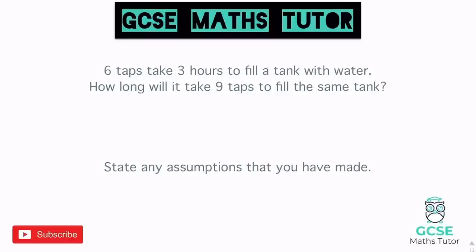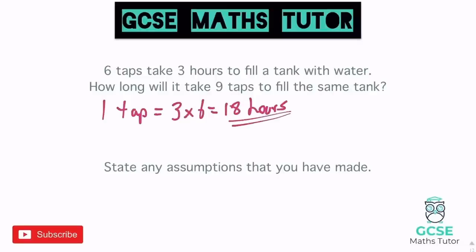So if 6 taps take 3 hours, it will take 6 times as long as that for 1 tap. So 1 tap would take 3 times 6, which would be 18 hours. It takes 6 times longer. So 1 tap takes 18 hours. So from here, if we know how many taps we've got, we can just divide this 18 hours by however many taps. If we have 2 taps, we can divide it by 2, which would give us 9 hours. We could do 3 taps, divide it by 3 would give us 6 hours.